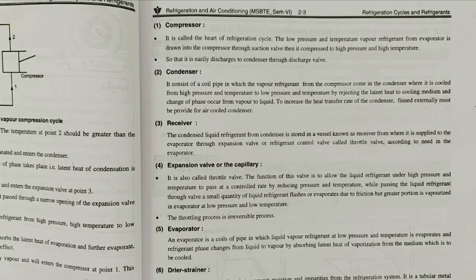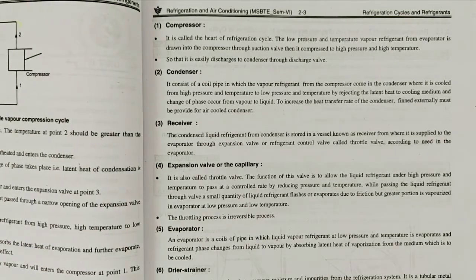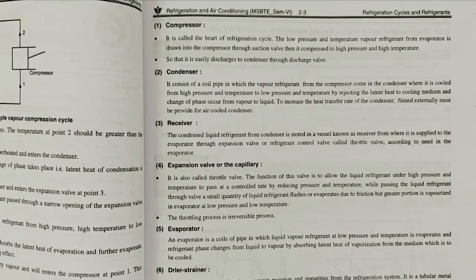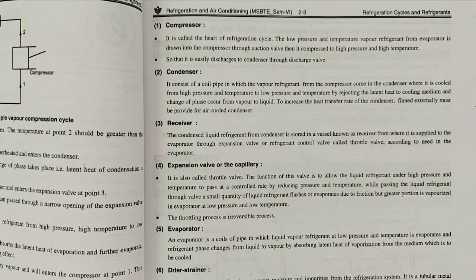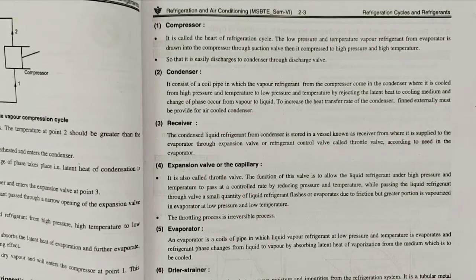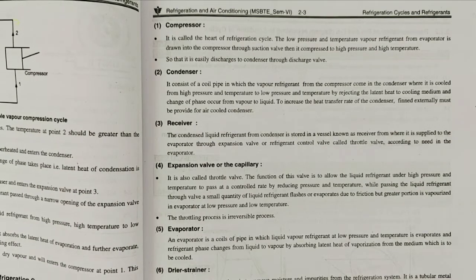To increase the heat transfer rate of condenser, fins must be provided externally for air cooled condenser. Expansion valve or the capillary. Expansion valve, it is also called throttle valve. The function of this valve is to allow the liquid refrigerant under high pressure and temperature to pass at a controlled rate by reducing pressure and temperature.